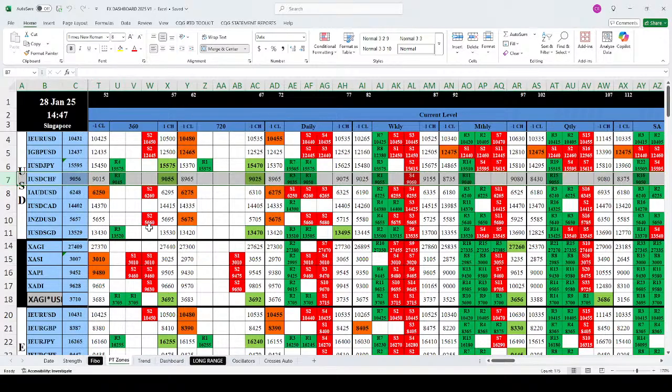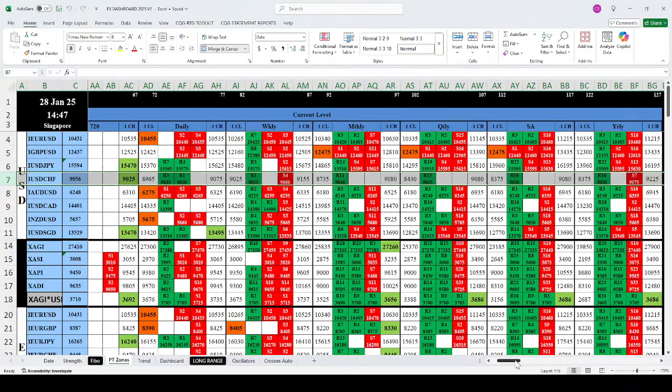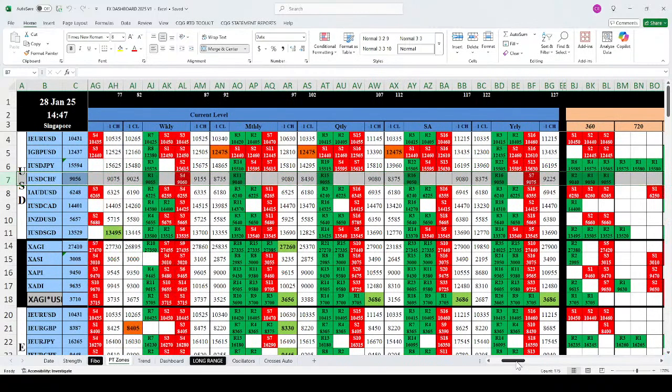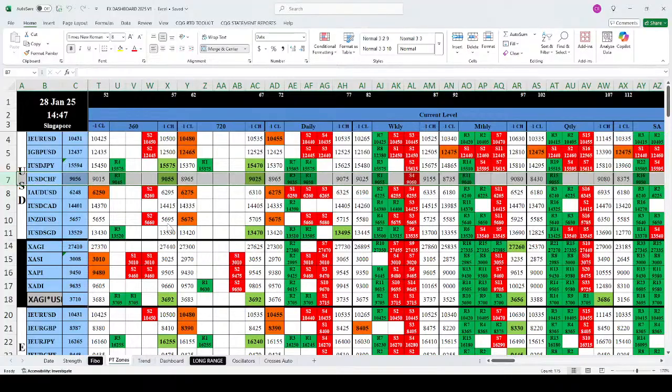As far as the PT zones are concerned, the weekly is giving a strong selling force and your previous week is also giving a strong sell, which means this up move is going to be limited, and we should be looking to go for a sell near or better at 90.75. Just now I saw that one was 91.15 and 91.55.